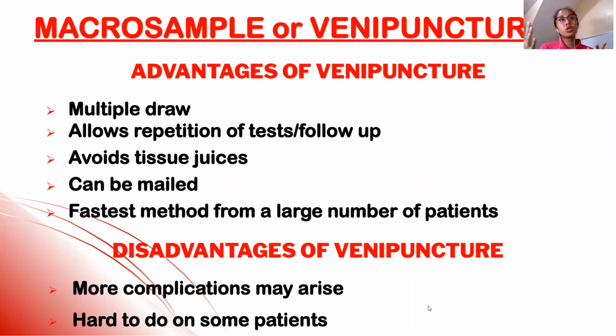So what's good about venipuncture is you could do multiple draws, you could get so many volumes of blood. It could allow repetition or follow up. There's less tissue fluid or tissue juices. It can be mailed because of the amount of volume. Pwede mong ipadala sa reference laboratory. Fastest method for a large number of patients. However, the disadvantage is there can be complications. Because we are using a bigger needle, we are extracting in a site where there are nerves and arteries around the area, and it's difficult to do on some patients, like burn patients, chemotherapy patients.